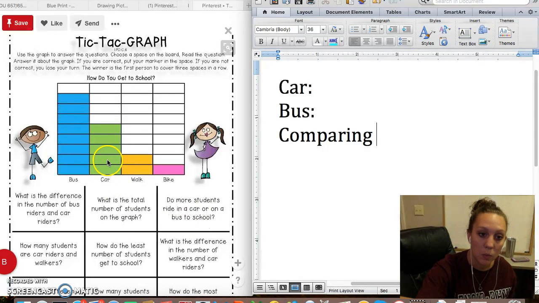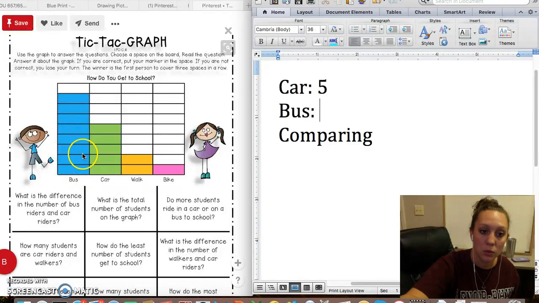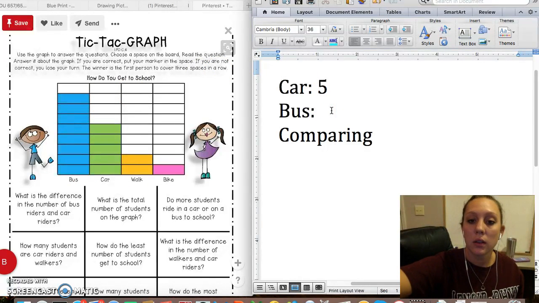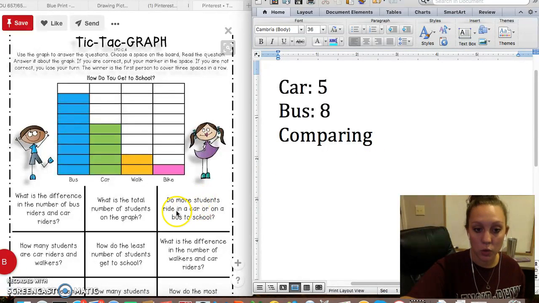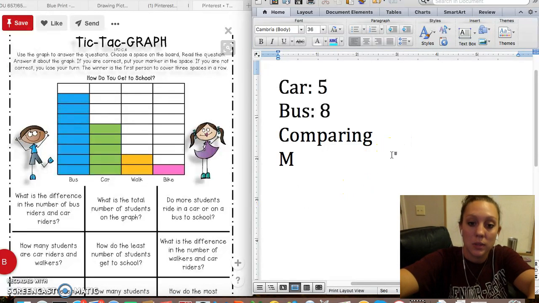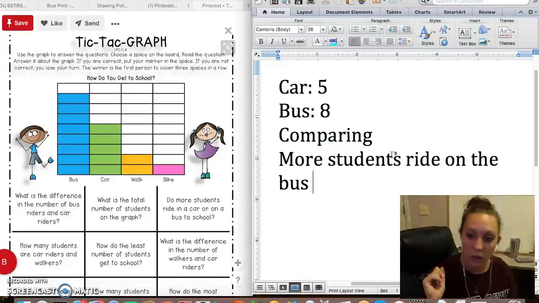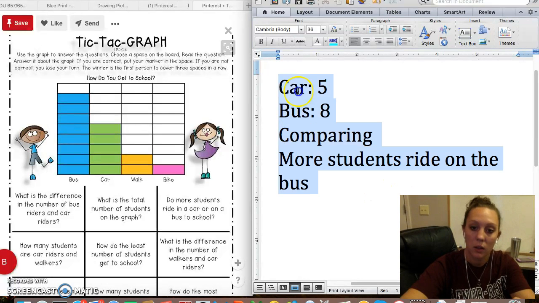So the car, we said 1, 2, 3, 4, 5. Okay. We know that the bus had how many? 1, 2, 3, 4, 5, 6, 7, 8. So which one had more when comparing? Do more students ride the bus or do more students ride in the car? Okay, so we would say more students ride on the bus. Okay, not too bad. Let's keep going.